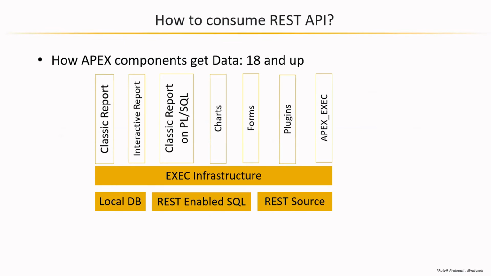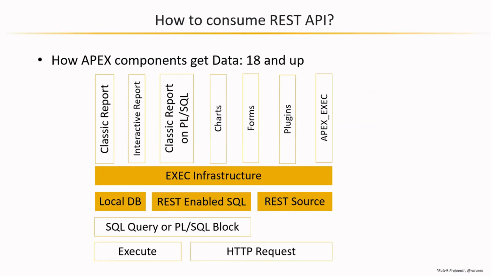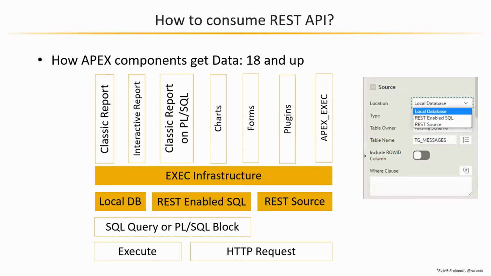So if it is local and the REST enabled SQL, then basically it executes either the SQL query or PL/SQL block inside the database. And if it is from the REST source, then it will invoke the HTTP request, fetch the response, parse the response, and then the component can use that data. So because of this exec infrastructure, we have this new option for each component. If you observe in the newer version, we have this option to choose the location from where we want to select the data, right? It is because of this exec infrastructure only.